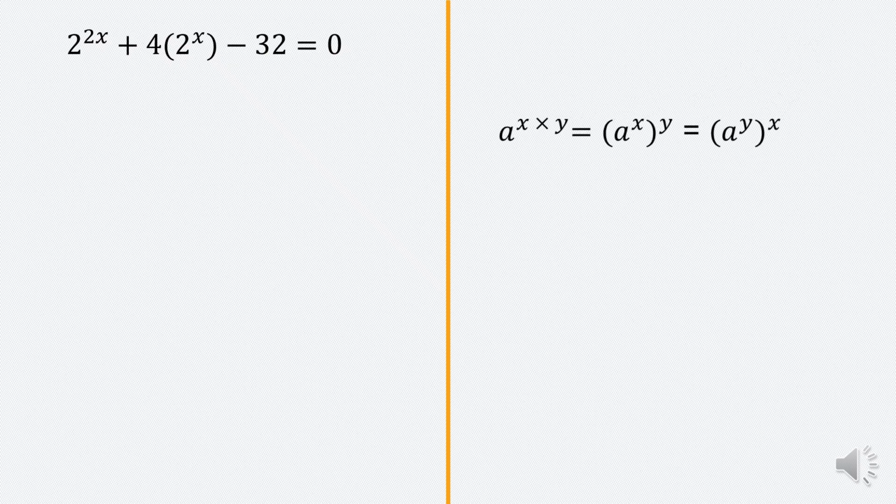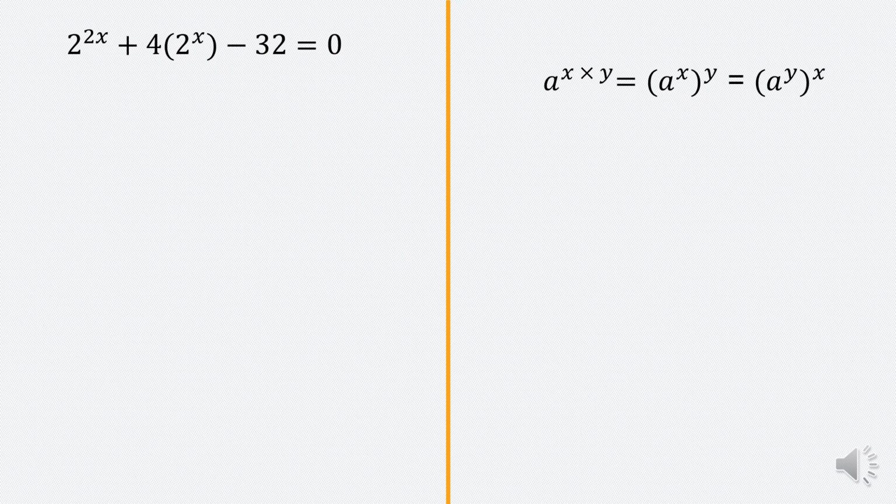In this video, we'll be solving this question: 2 exponent 2x plus 4 times 2 exponent x minus 32 is equal to 0. So let's begin. I'll first use this rule to change 2 exponent 2x to 2 exponent x squared. So this is how it looks like: 2 exponent x squared plus 4 times 2 exponent x minus 32 is equal to 0.